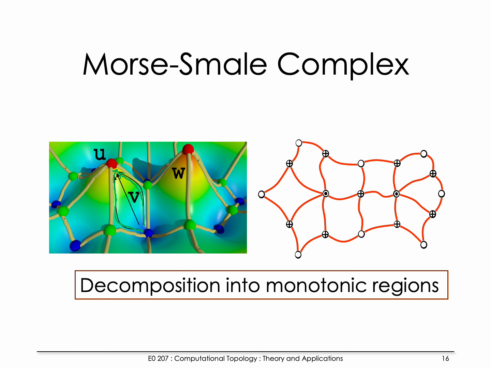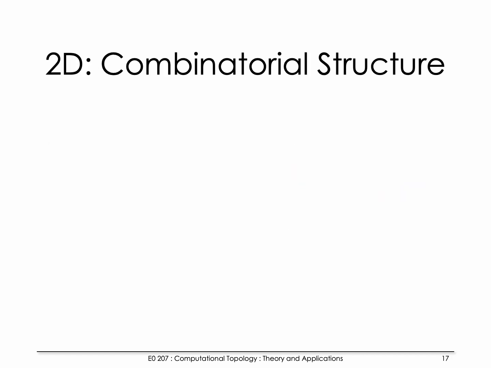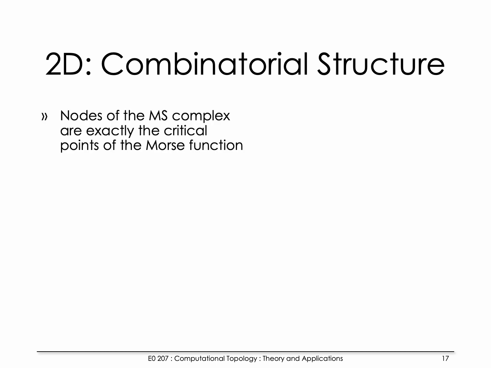So you can also think about this combinatorial structure as one which abstracts away all the numerical components. So what do we mean by the combinatorial structure for a 2D Morse-Smale complex? The nodes of the Morse-Smale complex are exactly the critical points. We have seen this already. All the origins and destinations are critical points, and these are the zero-dimensional cells or the nodes.